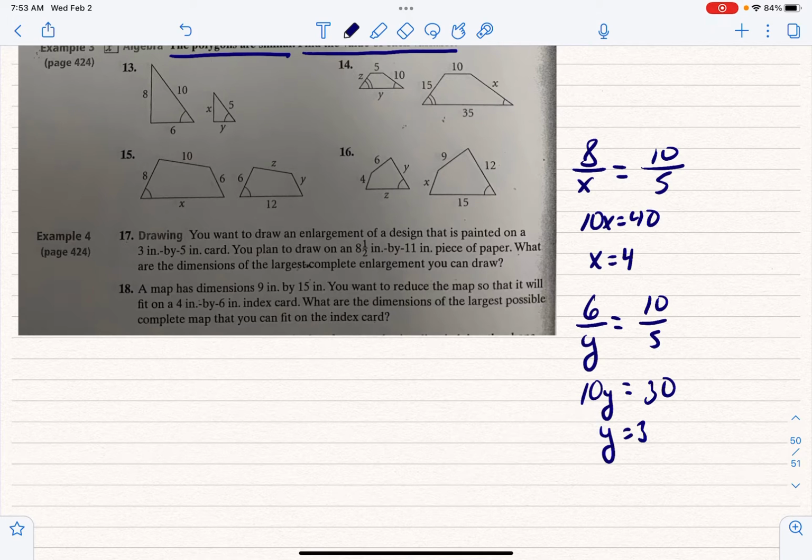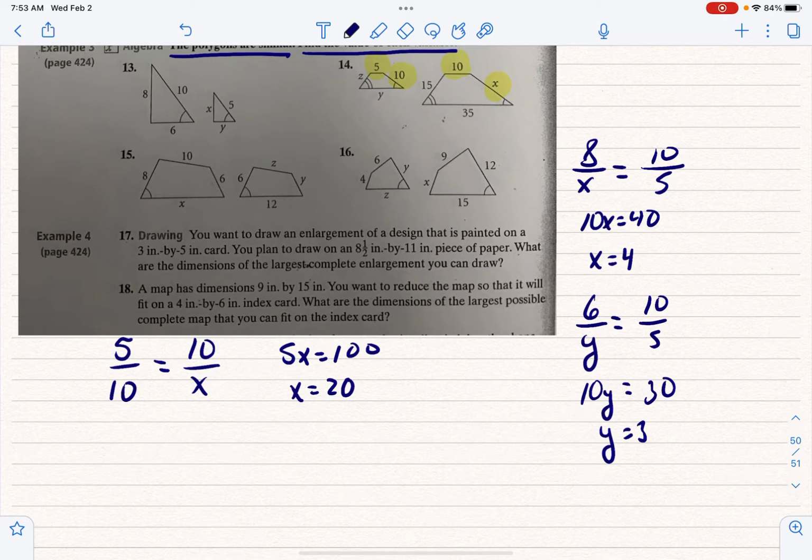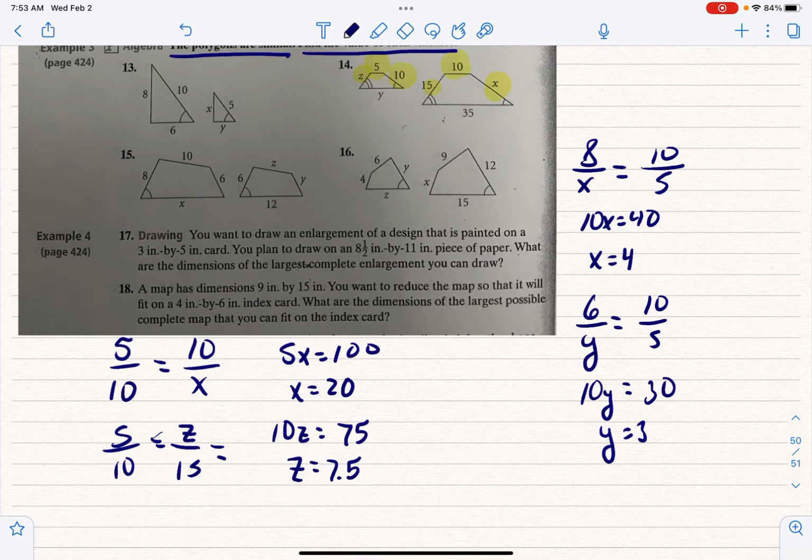Number 14, I'm going to say I got to find some relationship, some corresponding sides that I have. I've got 5 and I've got 10. So I can say 5 is to 10 the same way that 10 right here is to x. Cross multiply. 5x is equal to 100, so therefore x is equal to 20. In the same way, I can say 5 is to 10, just like z is to 15. And I go, okay, cross multiply, and this time I get 10z is equal to 75, so therefore z is equal to 7.5.